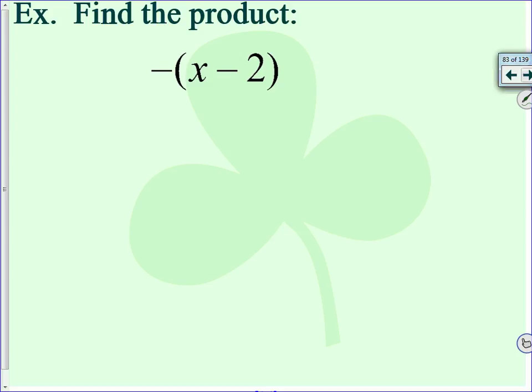Now this says find the product. But what are we multiplying by, DJ? Negative 1. So Twinkle, help me multiply negative 1 into this binomial. So negative 1 times negative 2. Good.